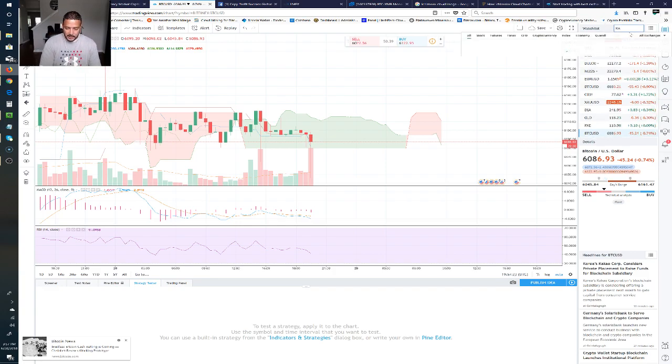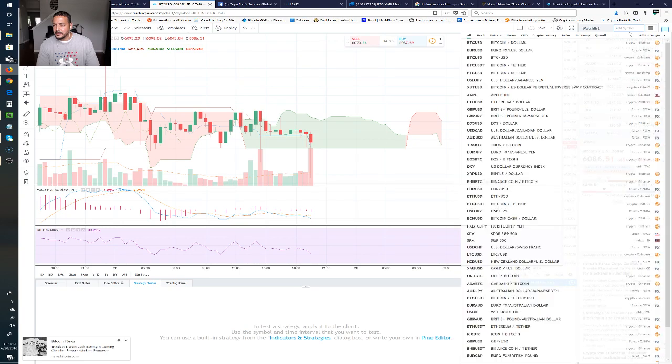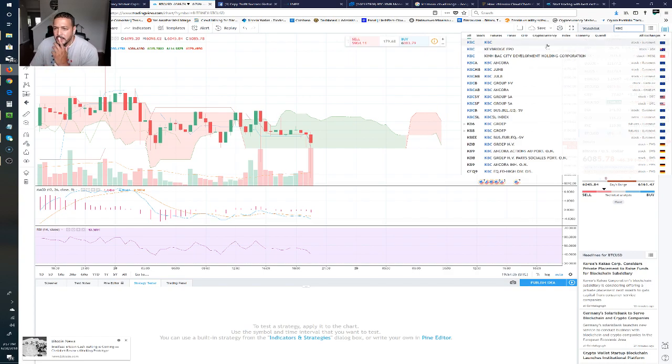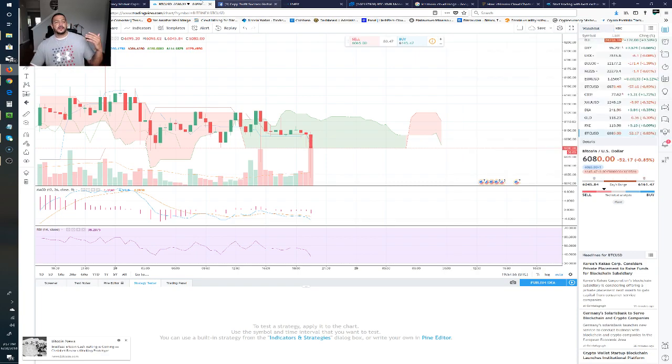Let me see if I can type it. No carrot. KBC. Index. Nothing. See, this is all just stock. Nothing to do with crypto. This is the futures, but this is KB6. I don't know what the heck that is. It doesn't look like anything here. See, they don't even have it on TradingView.